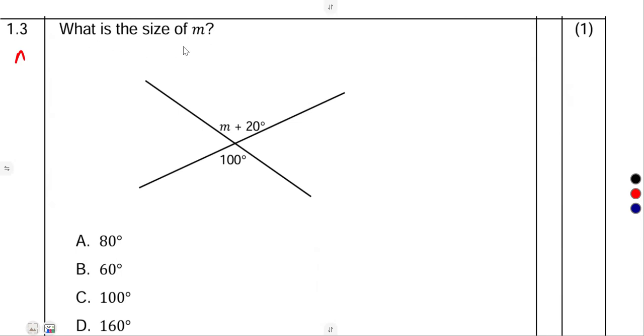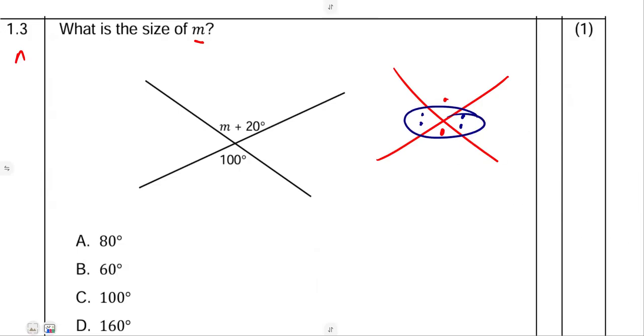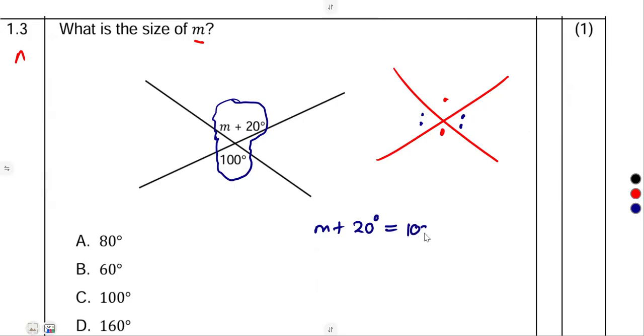1.3, what is the size of M? All right, we have got vertically opposite angles, which we understand are equal. So M plus 20 and 100 are equal, vertically opposite angles. So M plus 20 degrees is equal to 100 degrees. These are vertically opposite angles. All right, remember your condition.